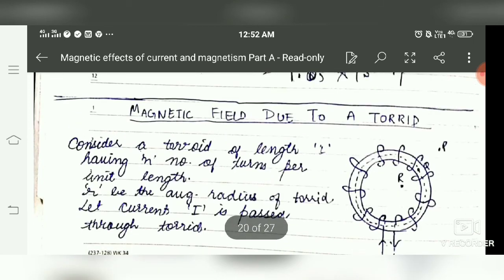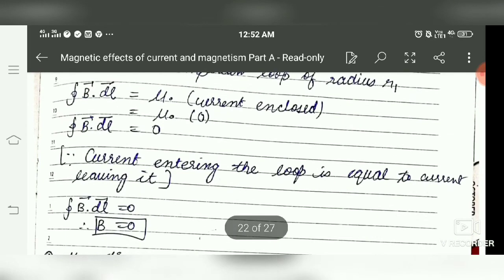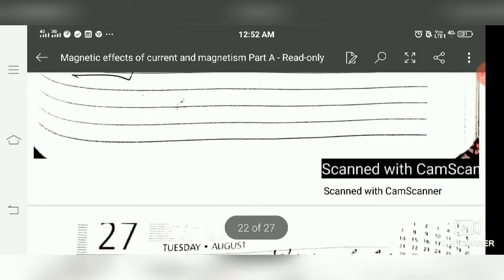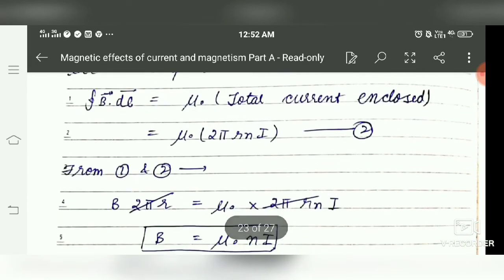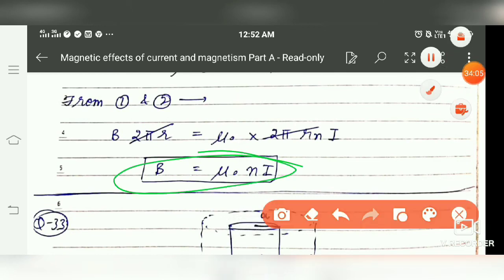Next is magnetic field due to toroid. As we had already discussed, magnetic field due to toroid is again going to be B equals mu naught n I.